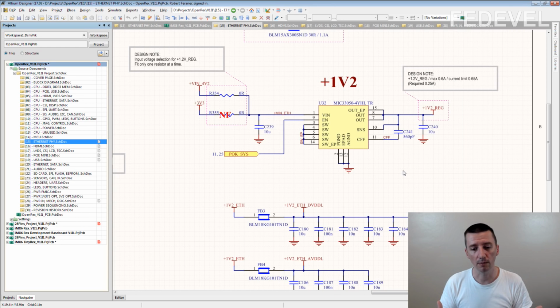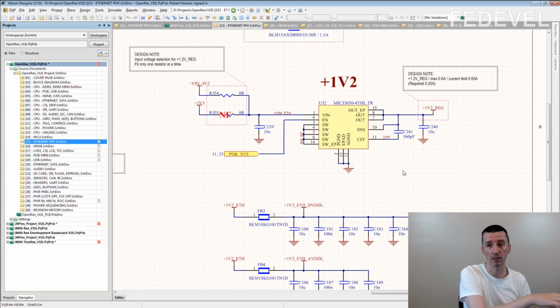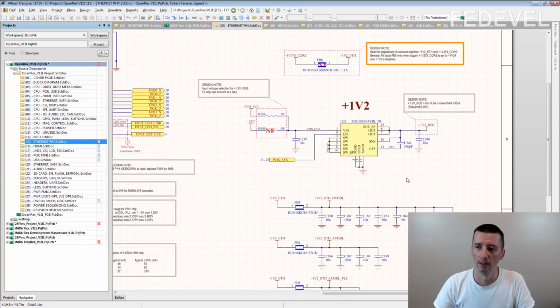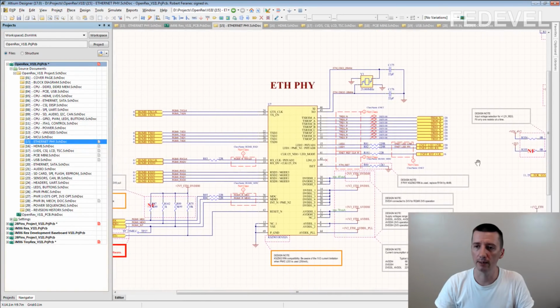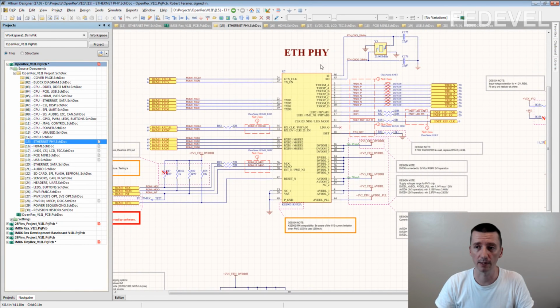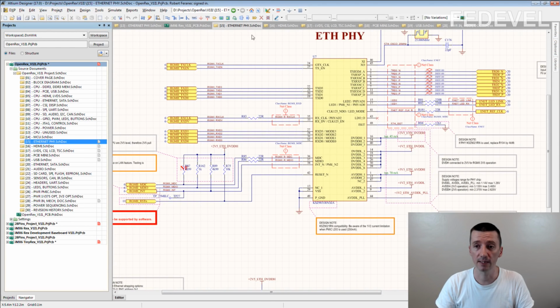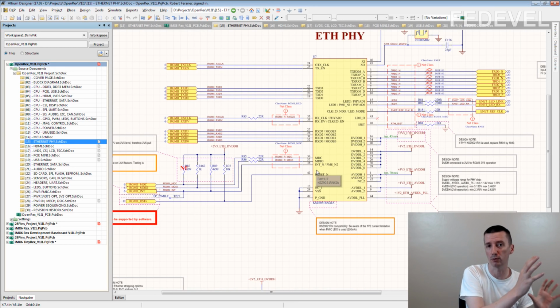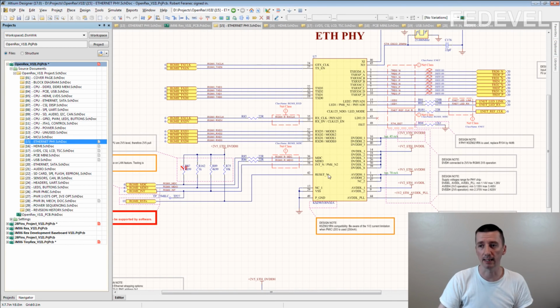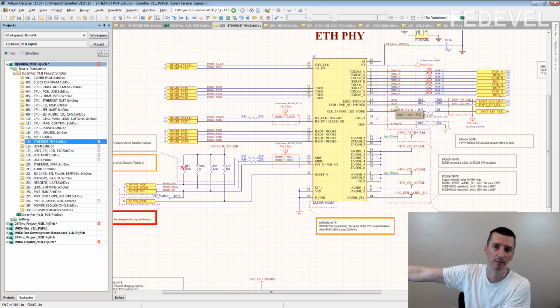In most of the symbols we create, and most of the schematic pages we create, everything flows from the left side to the right side. If you have a look at something a little bit more complicated, like this Ethernet PHY, for example, you can notice that the left side of this schematic symbol is all connected to the processor, and the right side of the schematic symbol goes out of the board.